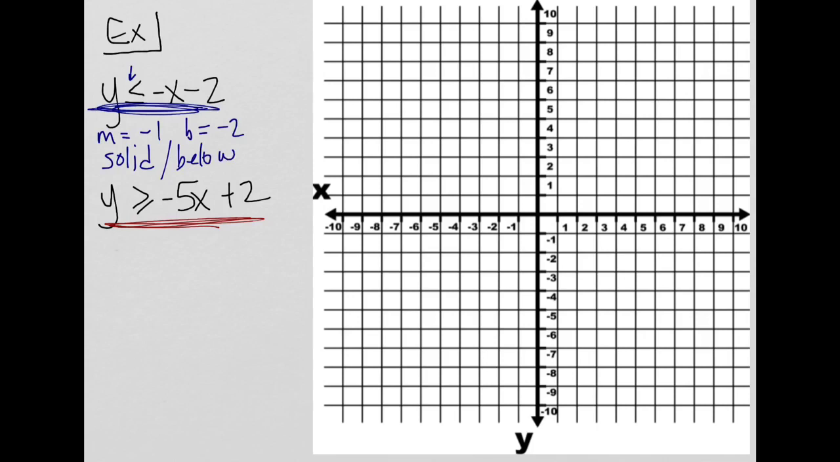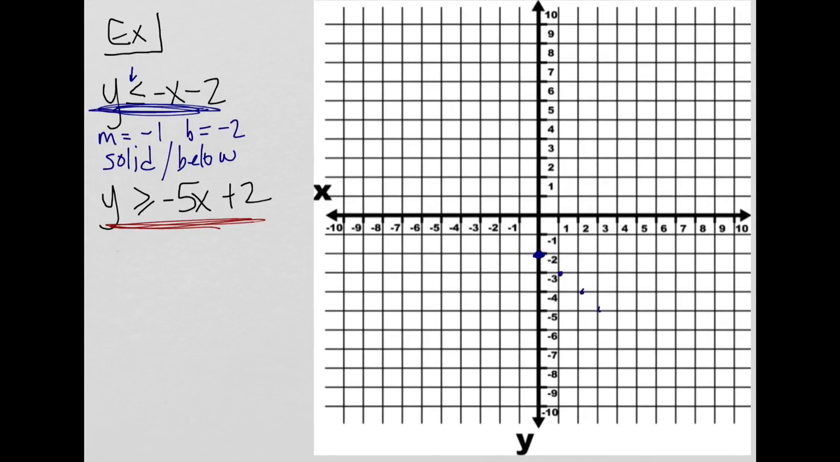So let's go graph this one first. Remember, we're going to do everything with one inequality first before we hit the next one, so we're not confusing ourselves. So we're going to go down to -2 and put a point. Then we use our slope to go down 1 over 1, down 1 over 1, and so on.